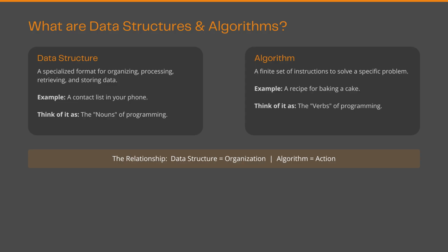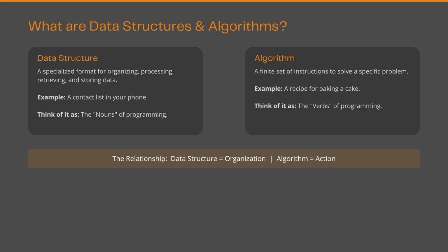Let's break it down. Imagine a library. If all the books were just thrown in a pile in the middle of the room, that would be a terrible data structure. You'd never find anything. A library uses bookshelves, categories, and labels. That is its data structure. Now, if you wanted to find a specific book, say a biography of Steve Jobs, the path you take from the entrance to the shelf is the algorithm.